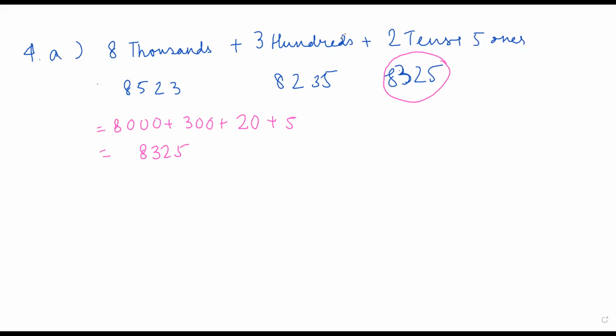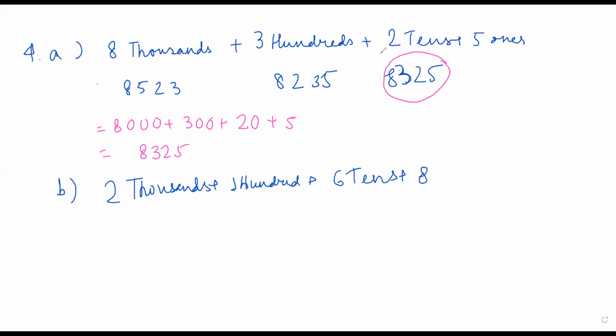By pencil you have to write all those things. Every day I'm telling you to sit with color pencils. You also try to do it. After that, I will just say the answer. So this is 2000 plus 100, after that 6 tens plus 8 ones.